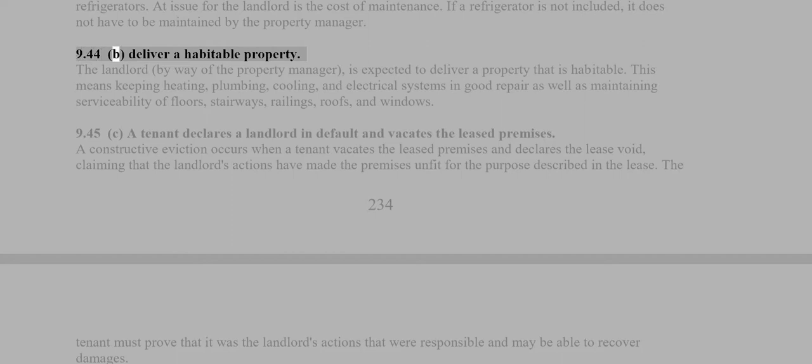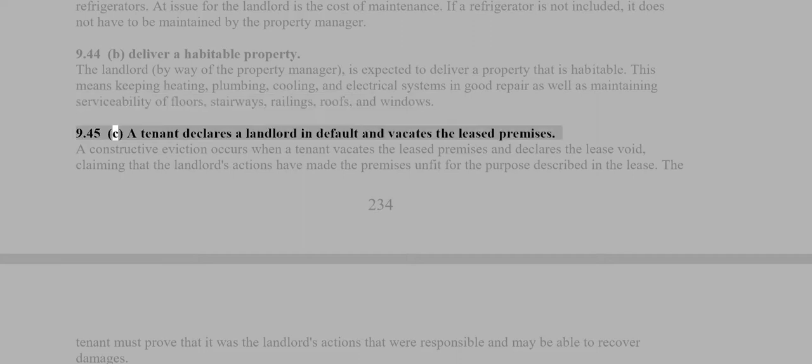9.44 B. Deliver a habitable property. The landlord, by way of the property manager, is expected to deliver a property that is habitable. This means keeping heating, plumbing, cooling, and electrical systems in good repair as well as maintaining serviceability of floors, stairways, railings, roofs, and windows.